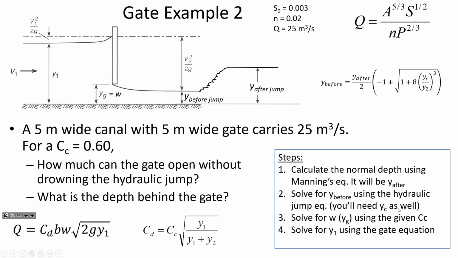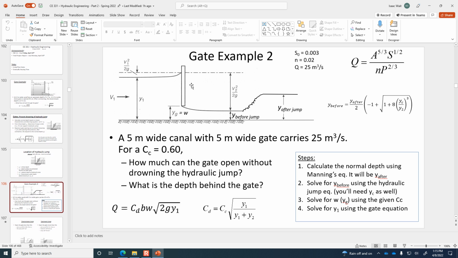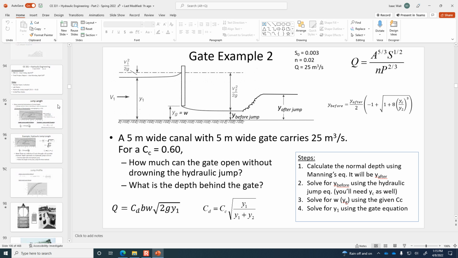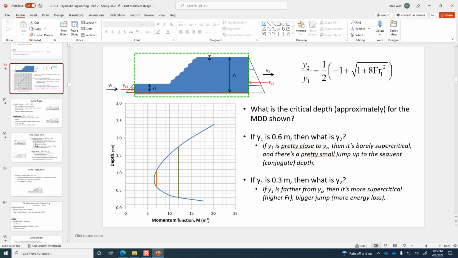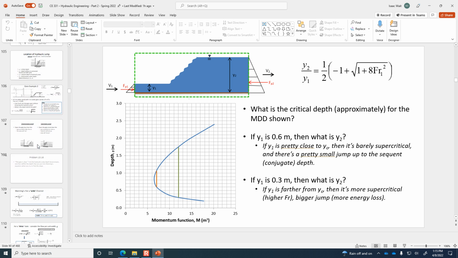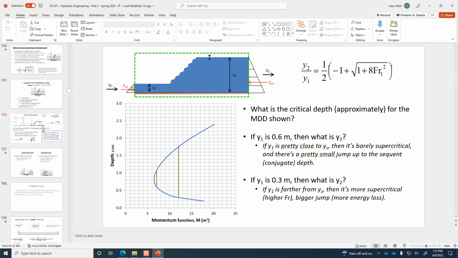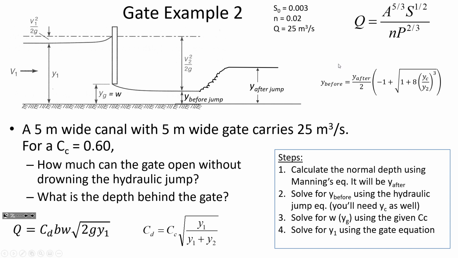And it says you'll need the critical depth, because rather than using the Froude number version of the Belanger momentum equation, we're going to use the one that has the ratio of the critical depth and the downstream. Because if we look at the other version of the Belanger momentum equation, it requires the Froude number upstream, and we don't yet know the Froude number upstream. So this formulation of the momentum equation is more useful because we're solving for y before. We're not solving for y after.